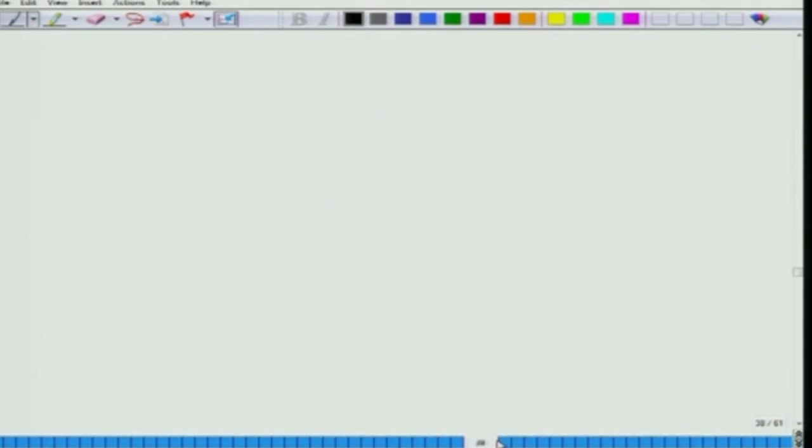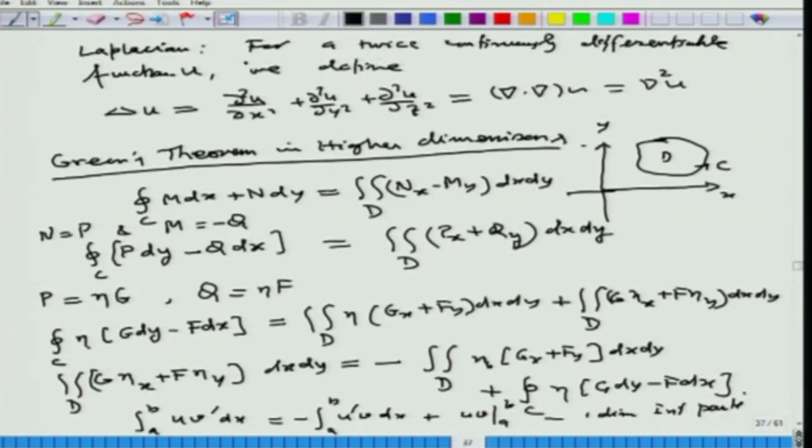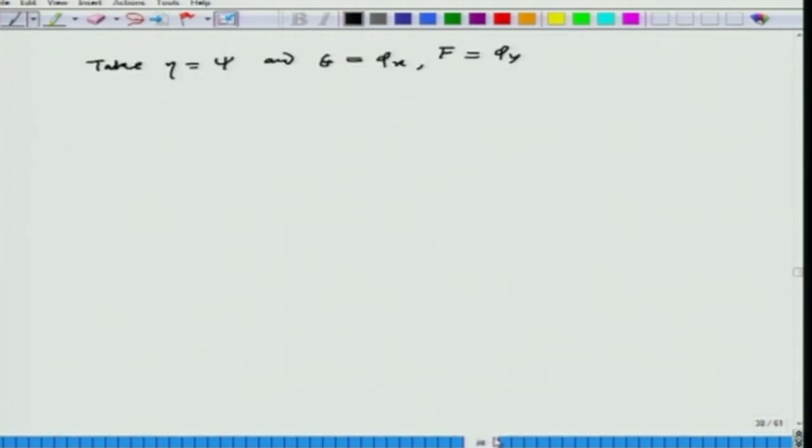Similarly, we can have higher dimensional integration by parts formulas. We can repeat this process like this. Now take eta equal to psi, g equal to phi_x and f equal to phi_y. So we get this thing here, and this x derivative will give you phi_xx.